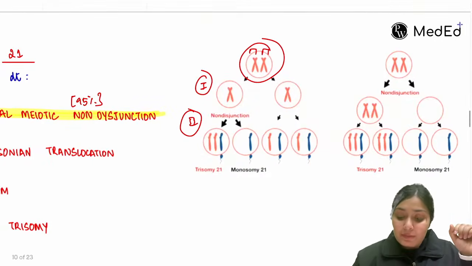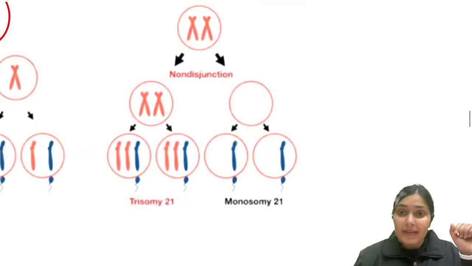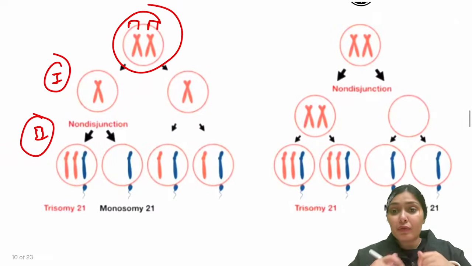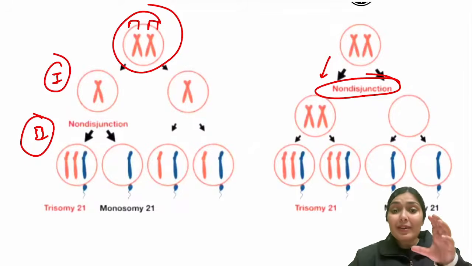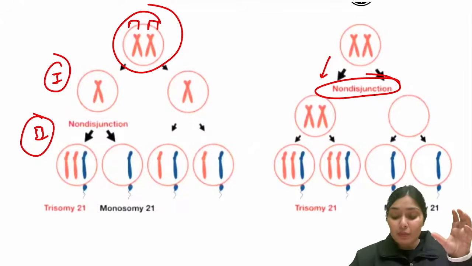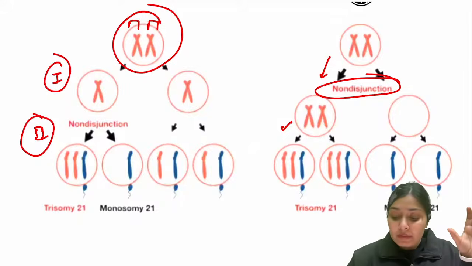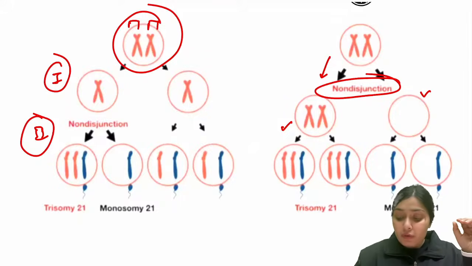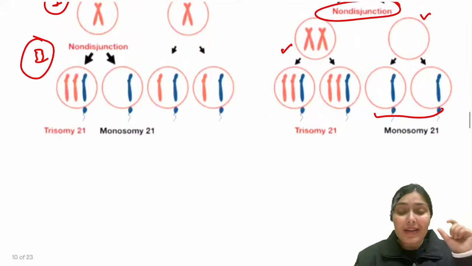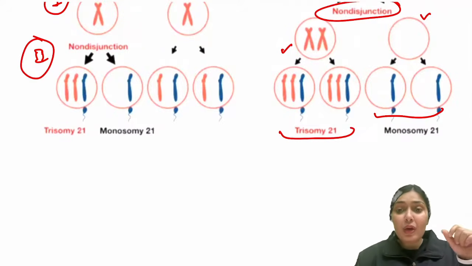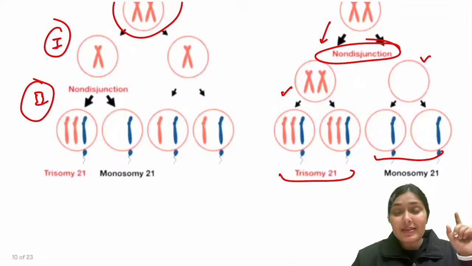So first let's see in meiosis 1. What will happen if they fail to separate during meiosis 1? If non-disjunction happens at the time of meiosis 1, then one cell is going to have both the chromosomes, other is going to have none. So on fertilization, this one will have monosomy, one less chromosome, and other is going to have one extra chromosome, that is trisomy, right? So if meiosis 1 is affected, all the four are going to be abnormal.